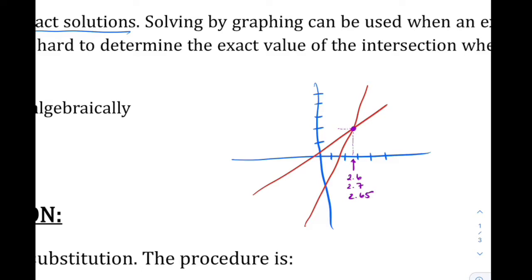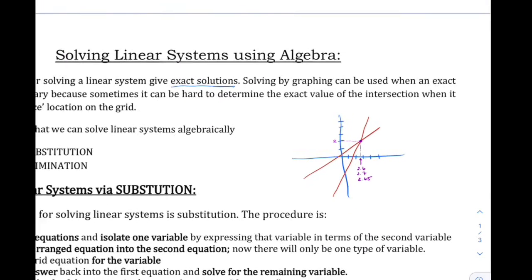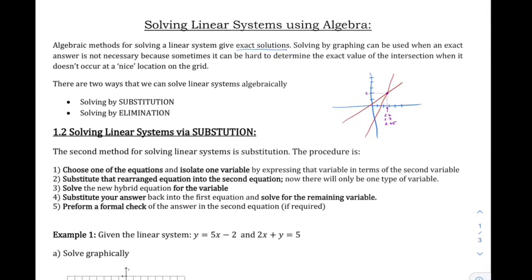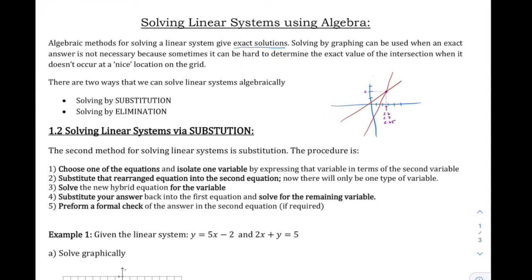If we went across, you might be able to tell that this one is a y value of 2, but the x value is difficult to determine. So that's why graphing is not always the best method, because it's hard to tell the difference between 2.5 and 2.6 and 2.7 because they're all so close on a grid. So that's where we have these algebra methods. We have two algebra methods that we're going to be using. Today we're going to be looking at solving by substitution.